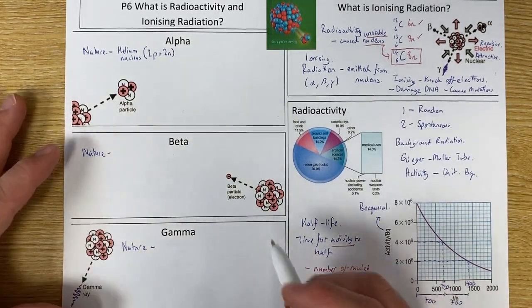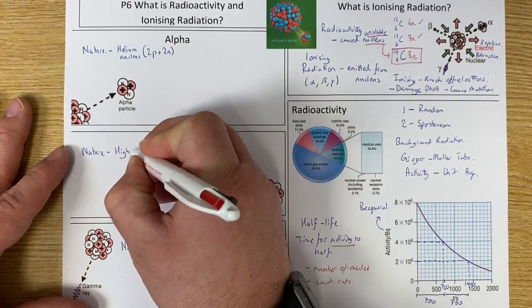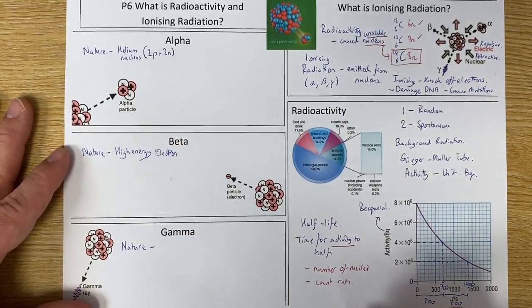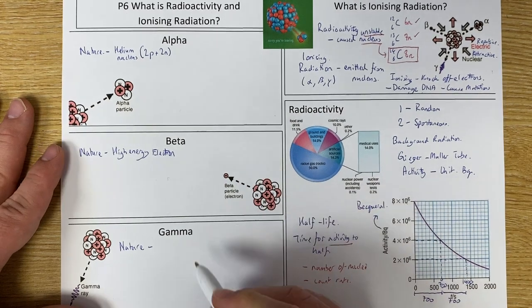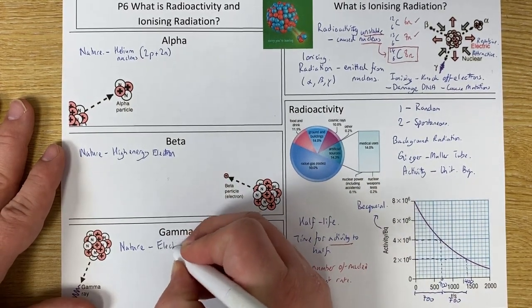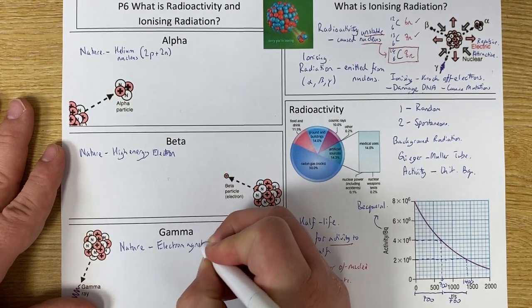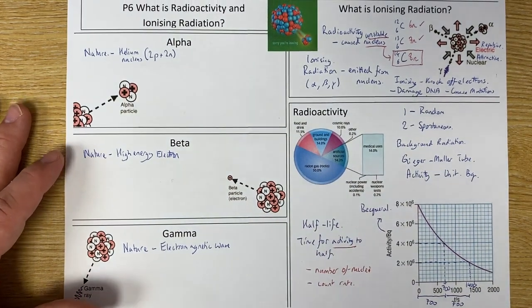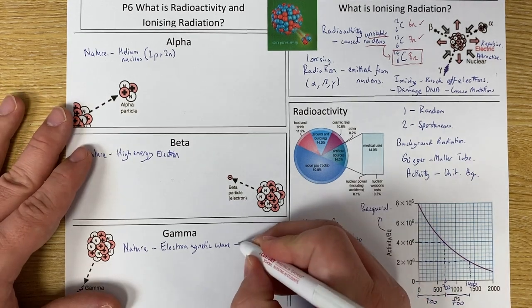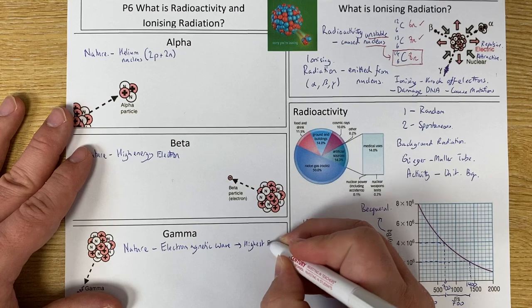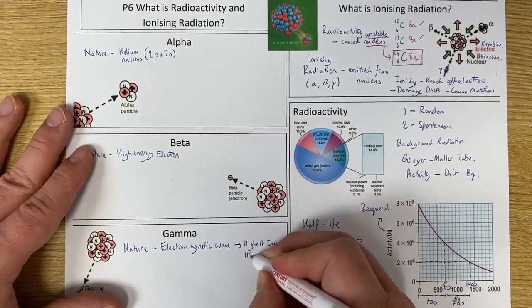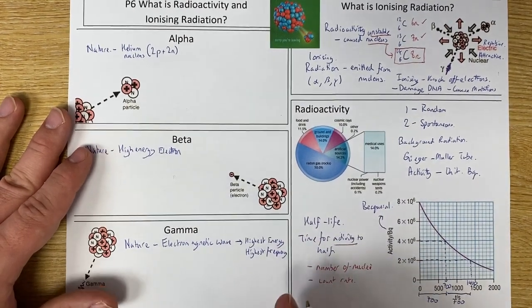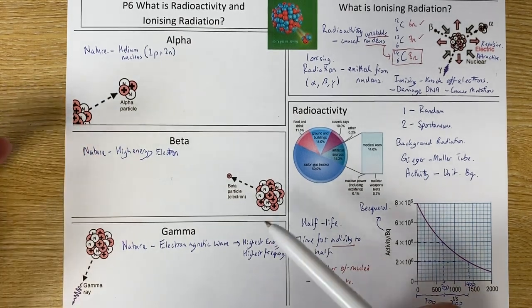So when we say its nature, that's all we're talking about. What is it? Beta, in comparison, is a high energy electron. So a beta particle is just an electron, but it's a high energy one that's been fired out of the nucleus. And gamma radiation is an electromagnetic wave, because gamma, you will remember, is one part of the electromagnetic spectrum. It is the highest energy electromagnetic wave, and it's the highest frequency. It's also got the shortest wavelength, and that crosses over with the other part of P4, which is waves. So that's the nature, that's what each one is.